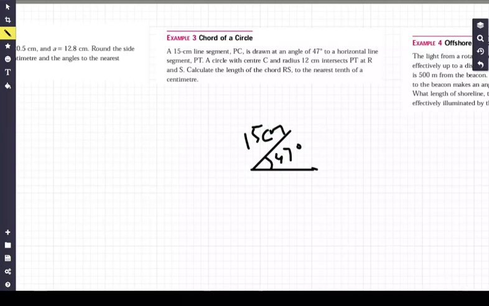A circle with the center C. So I'm not going to label anything yet. So a circle with the center C. So let's say we have a circle and a radius of 12 centimeters intersects PT at R and S.